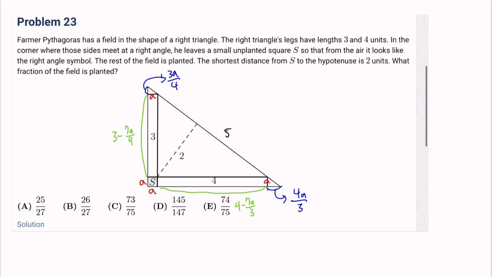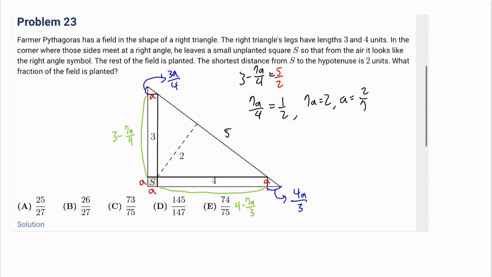And so 3 minus 7A over 4, this one is also a right triangle, right? So this length is 5 over 4 times 2, so this is 5 over 2. And so 7A over 4 would equal 1 over 2, and so 7A equals 2, A equals 2 over 7, and so what fraction of the field is planted?